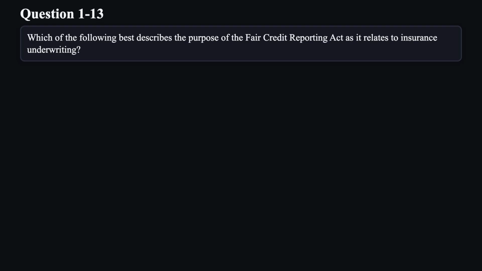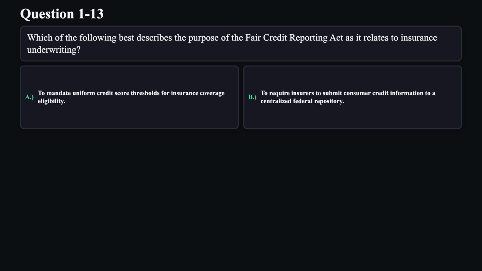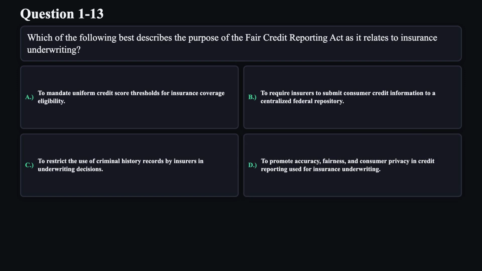Question 13. Which of the following best describes the purpose of the Fair Credit Reporting Act as it relates to insurance underwriting? A. To mandate uniform credit score thresholds for insurance coverage eligibility. B. To require insurers to submit consumer credit information to a centralized federal repository. C. To restrict the use of criminal history records by insurers in underwriting decisions. D. To promote accuracy, fairness, and consumer privacy in credit reporting used for insurance underwriting.